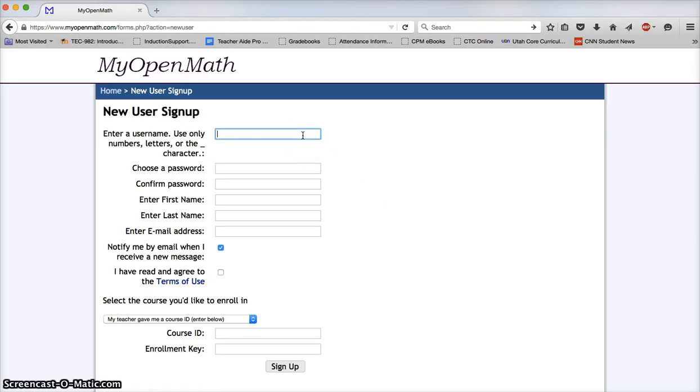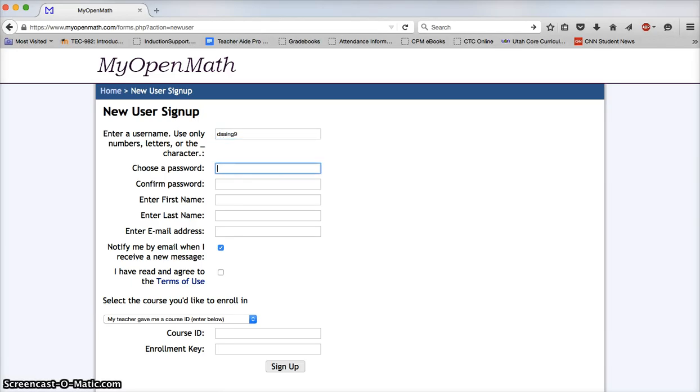Here's where you're going to have to fill in some information. The first one is your username. Please pick a username you will remember and make sure it's going to be unique. So what I'm going to do is put the first initial of my first name, include my last name and my favorite number.